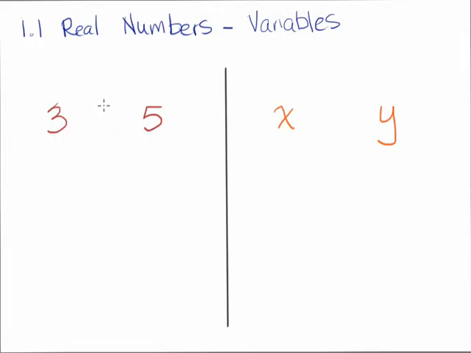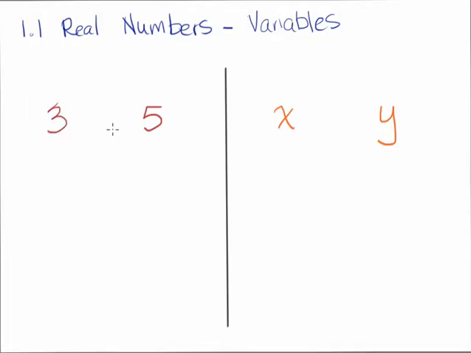Here's another comparison. 3 is less than 5, so we use this symbol. We can also say that X is less than Y. If this weren't 3, but say 8, then we could say that 8 was greater than 5. If X is bigger than Y, we can say that X is greater than Y. And in fact, we can say 8 is greater than or equal to 5. So we can say that X is greater than or equal to Y.